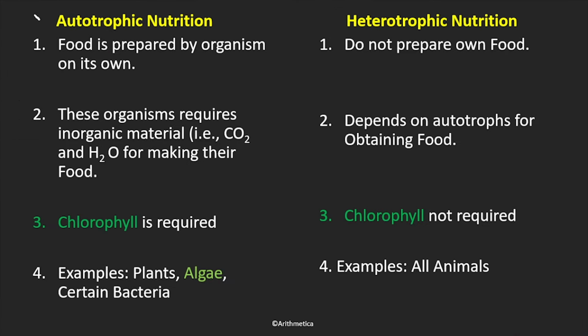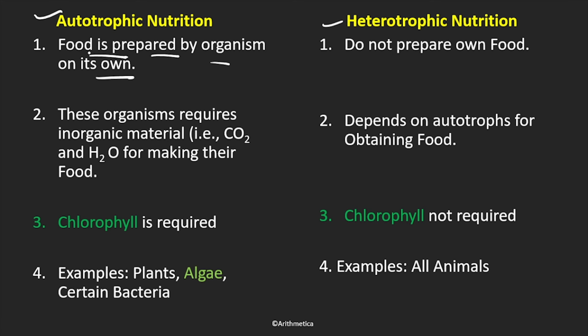This can be asked in your examination. What is autotrophic nutrition, heterotrophic nutrition? They can also ask you to differentiate between autotrophic nutrition and heterotrophic nutrition. Then you have to write these points. First, in autotrophic nutrition, we have seen that food is prepared by the organism on its own. I have told you that food is prepared by the organism on its own.